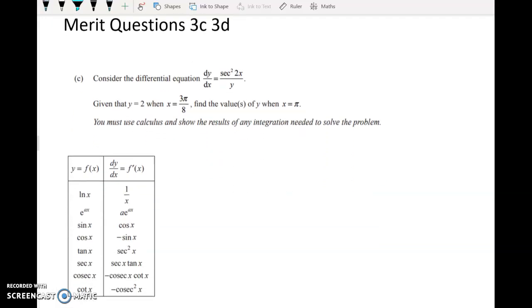The first question, 3c, is a simple differential equation. We've got dy by dx is equal to this, and we have to find the value of y when x is equal to pi, and we're given a fact at one point on the curve. So you don't need to take that the whole way through to get y equals blah, blah. You just need to do what it says and find the value of y when x is pi. I think that's actually a pretty easy merit question, especially because I've chucked in the formula sheet that's going to help you with the trig function in there.